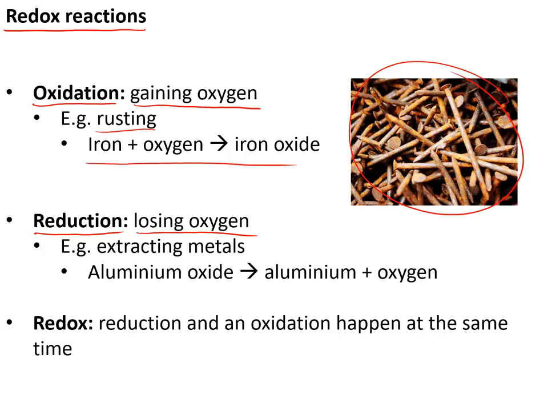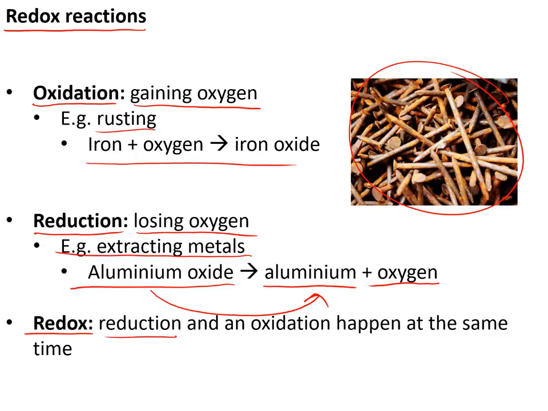Reduction is the opposite process, whereby a compound loses oxygen. This is used in the extraction of metals. For example, aluminium is found naturally in the form of aluminium oxide, and it can be reduced to make aluminium and just oxygen on its own. So the aluminium oxide has lost the oxygen to become aluminium. And these combine together to make redox reactions. So in a redox reaction, a reduction and an oxidation happen at the same time.